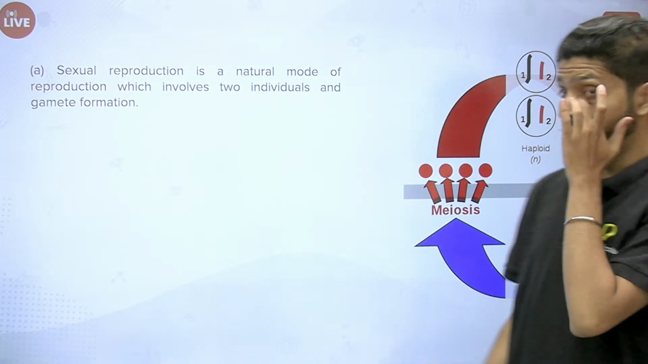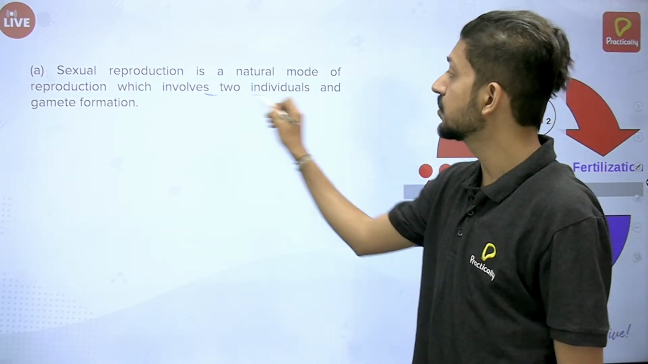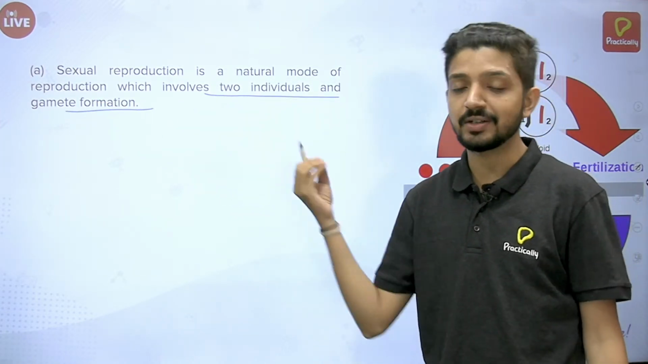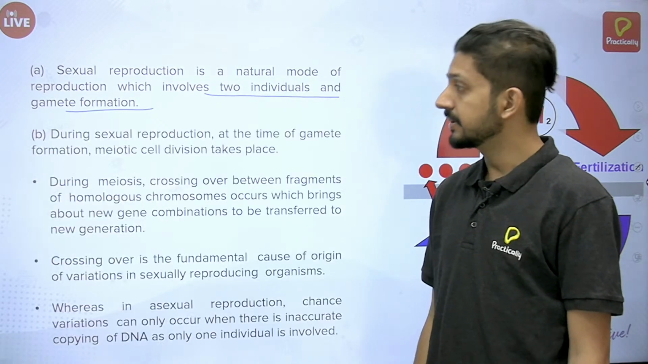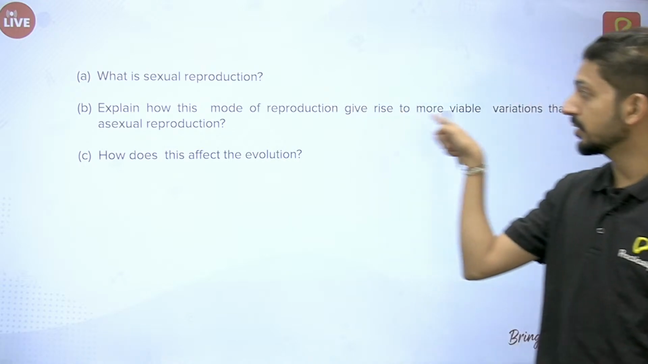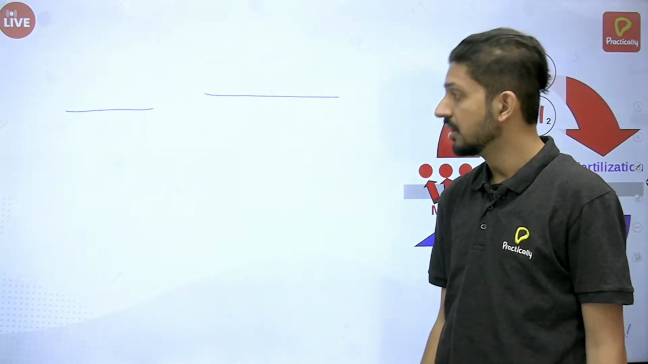So the answer to the first part, sexual reproduction is a natural mode of reproduction which involves 2 individuals and gamete formation. The basic definition of sexual reproduction we all know, that you have to just mention. And the second part of question was how this mode of reproduction gives rise to more viable variation than asexual.